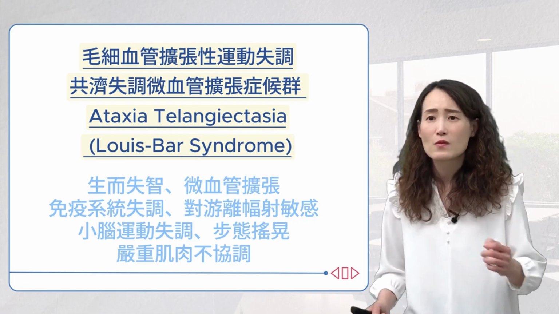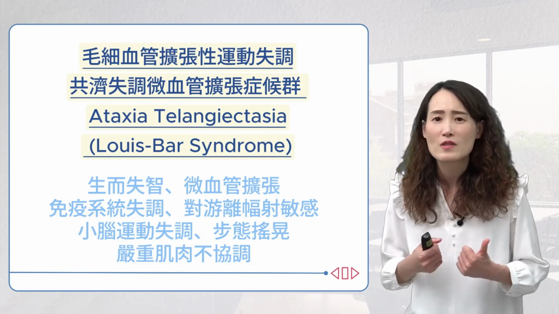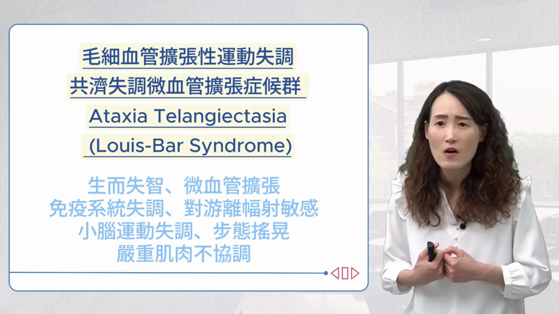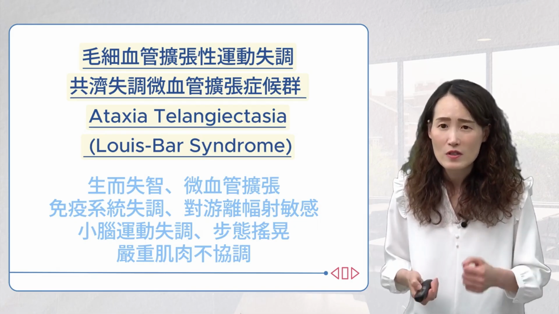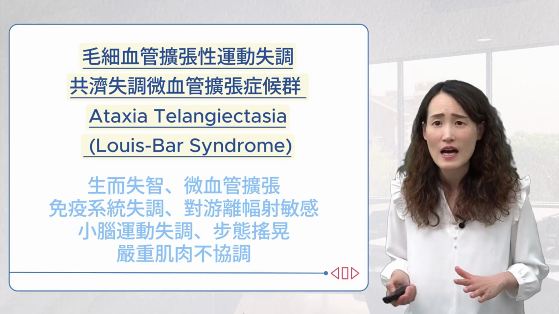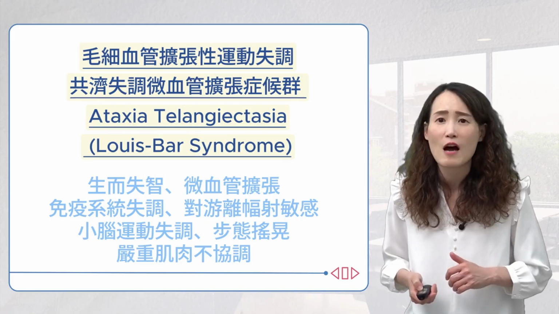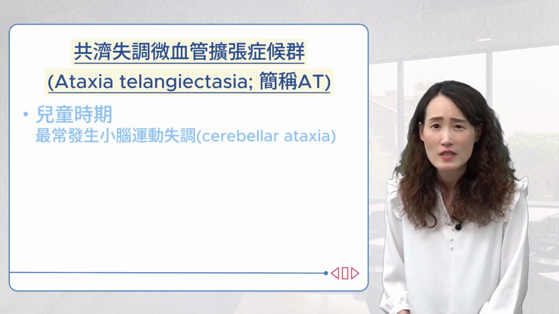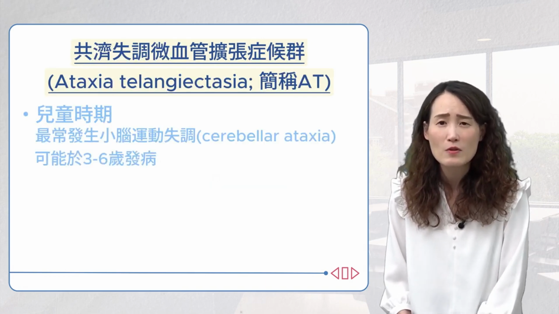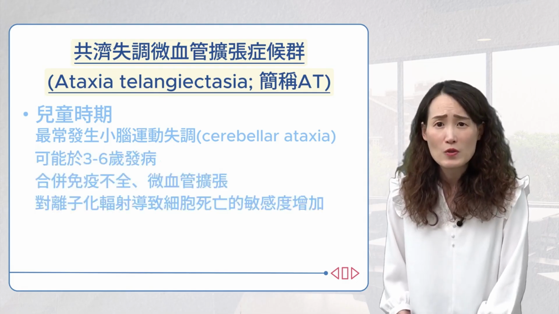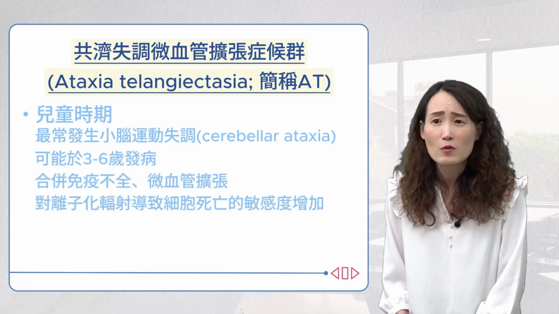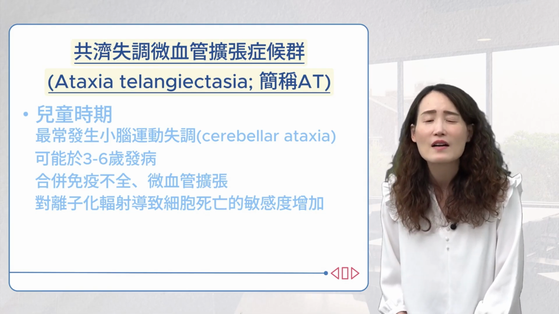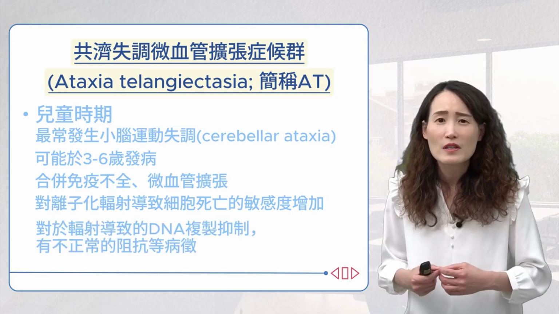Additionally, they may experience cerebellar ataxia, which causes them to walk unsteadily. In severe cases of muscle incoordination, they may have a very high likelihood of being wheelchair-bound for life. Moreover, due to immune system disorders, the risk of developing other cancers is also higher. The disease is most commonly detected in childhood, with patients potentially developing symptoms between ages 3 to 6, combined with immunodeficiency, microvascular expansion, and increased sensitivity to cell death caused by radiation.